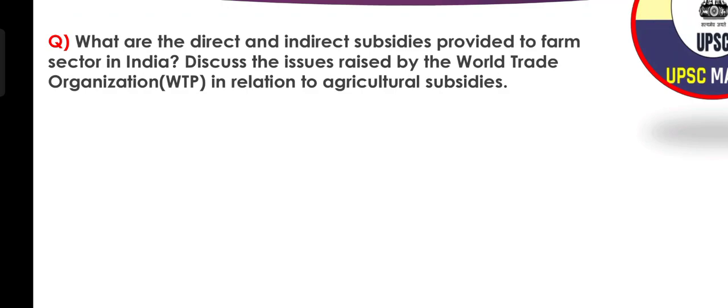Like we have the scheme of 6,000 rupees per year given to our farmers, and you have to name the scheme, what is that. And also we have the scheme like loan waiver. Sometimes the government promises the farmers that once we come to power we will have the farm loan waiver for you. So these are also coming under direct.